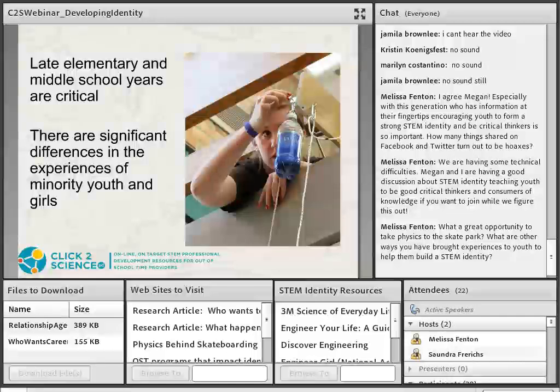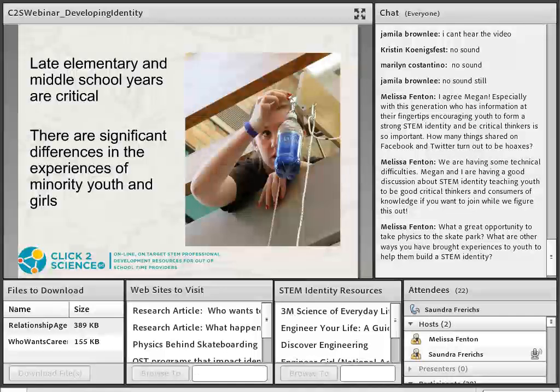And the research basis on science attitudes in general helps us understand why out-of-school time programs and late elementary and middle school years are critical. And there's a couple of research articles. You can find the links to those articles in the center web box, or you can download the PDF of the articles themselves in the box to the left.